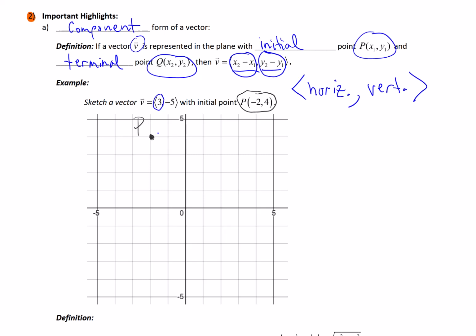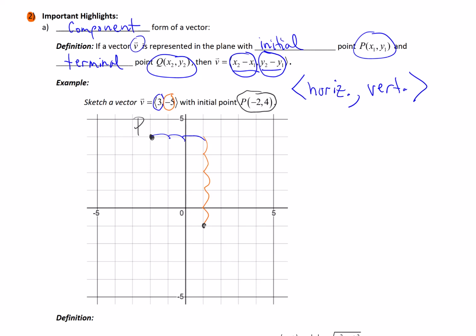You can do this by simply hopping 1, 2, 3 spaces on the graph paper to the right, which is exactly what that means. Then the vertical component, in this case negative 5, means you're going down 5 units. So you go 1, 2, 3, 4, 5 units down. We started at P, and with vector v having horizontal component 3, we went 3 to the right, and vertical component negative 5, we go down 5. After moving in those directions for those distances, we stop and put our terminal point.